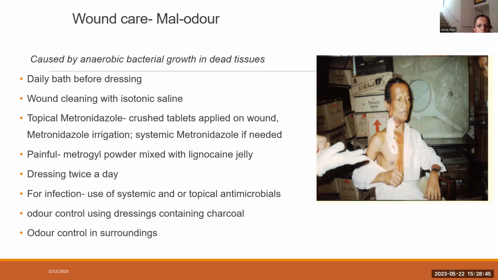Okay, this we already discussed, that lignocaine jelly mixed with metrogel powder will help when the patient is having a painful wound.